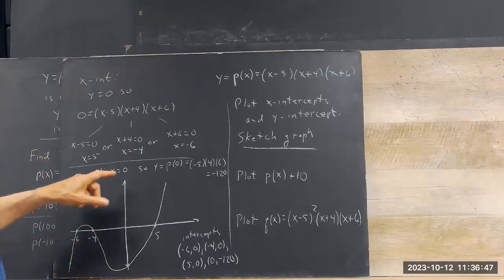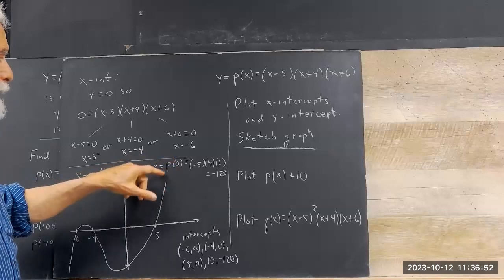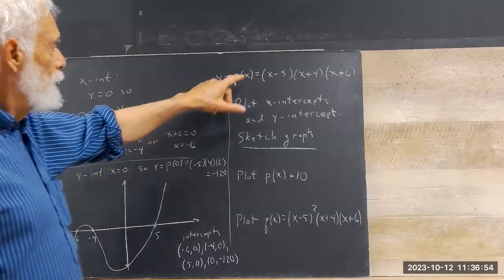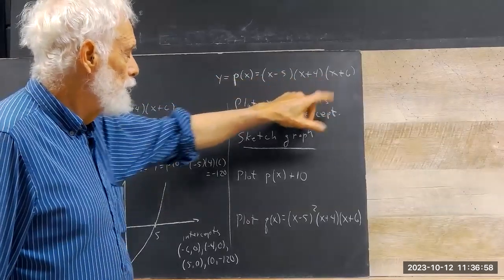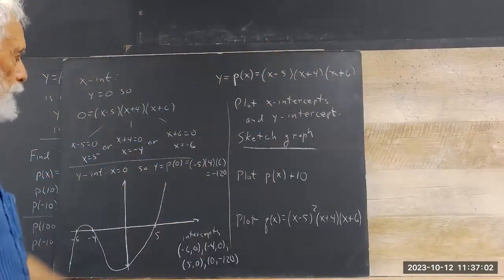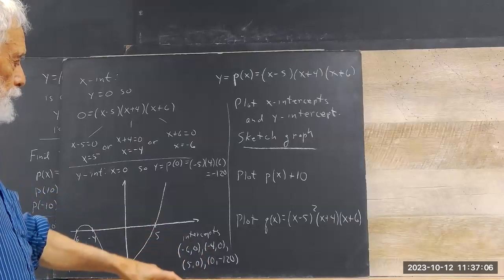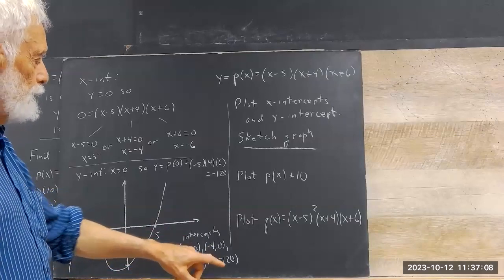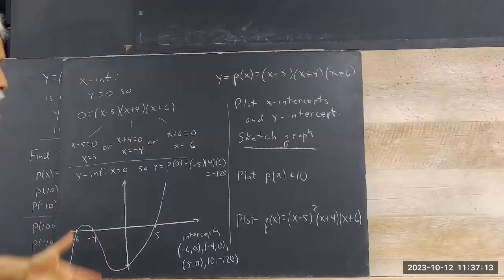The y-intercept occurs when x equals 0. So y equals p of 0. What is p of 0? That means you replace x by 0. So you replace these x's by 0, and you end up with -5, 4, and 6, which are multiplied together to give you -120. So your intercepts are (-6, 0), (-4, 0), (5, 0), and (0, -120). We plot those points, and then we plot our curve.